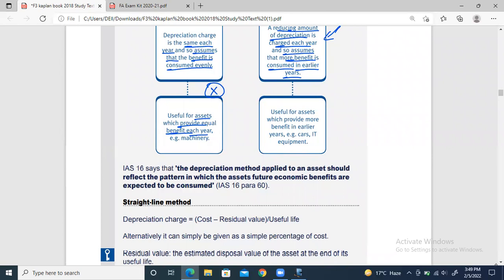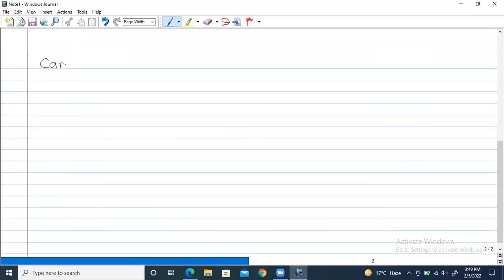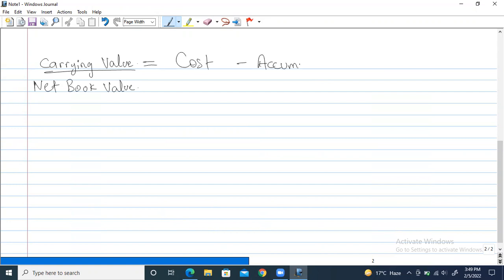Carrying value is also called net book value, NBV, but mostly nowadays the word carrying value is used. Carrying value has a very simple formula. It is basically cost minus accumulated depreciation. In easier words, carrying value is basically the value of the asset which exists at today's date.